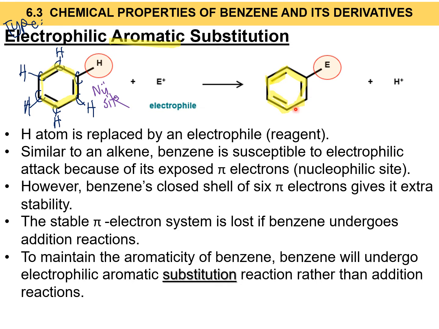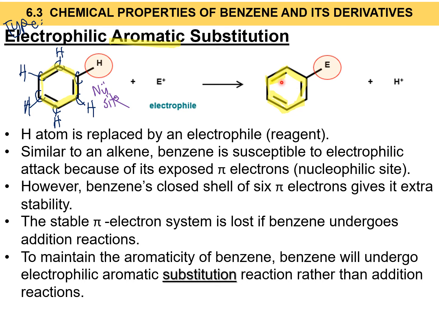Okay, and then similar to an alkene, benzene is actually susceptible to electrophilic attack because it has exposed pi electrons, which we know as a nucleophilic site. However, benzene's closed shell of 6 pi electrons gives extra stability. Okay, and this stable pi electron system will be lost if benzene undergoes an addition reaction. That is why it cannot do an addition reaction.